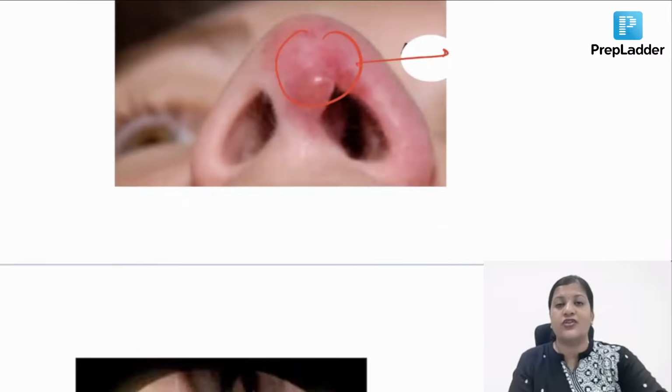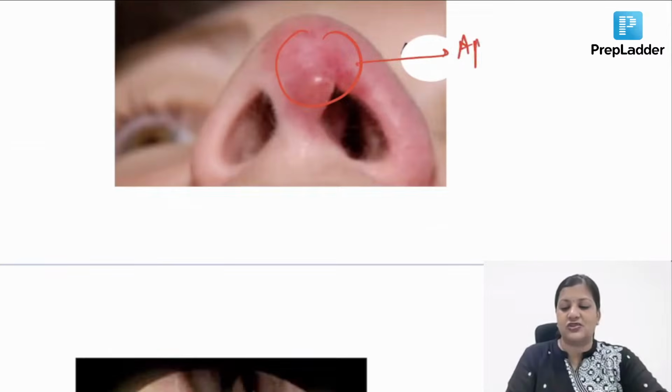There is a nodule on the tip of the nose, and when you apply pressure, it will blanch. It resembles, or is given, a fruit's name. What is it called? Very good, Shadi. This is called apple jelly nodules. Apple jelly nodules are seen in which condition? This is seen in lupus vulgaris.